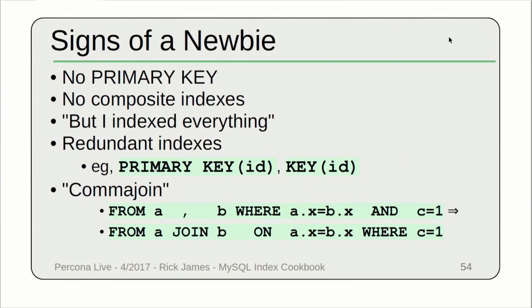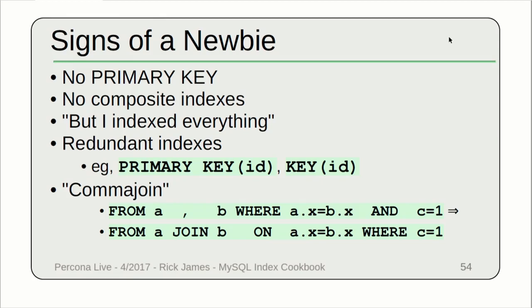Back to the forum. I see there, show create table. I say, hey, you don't have a primary key. Bad. Hey, you've indexed every column and there are no composite indexes. Bad, bad. You got redundant keys. Bad.